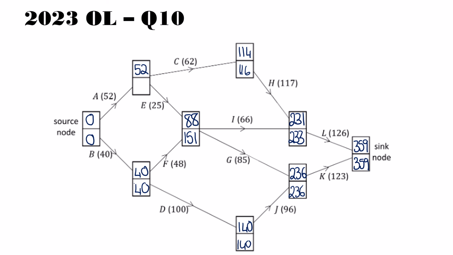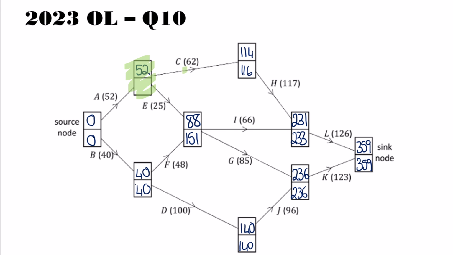So then we can look at this node. And again, it has two arrows coming out of it. So our options are 116 minus 62, which is 54, or 151 minus 25, which is 126. So our better option there is the first one, which is 54. Again, we're constantly looking for the smallest late time. So that's 54.